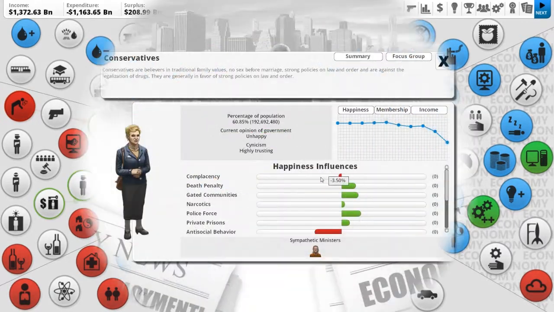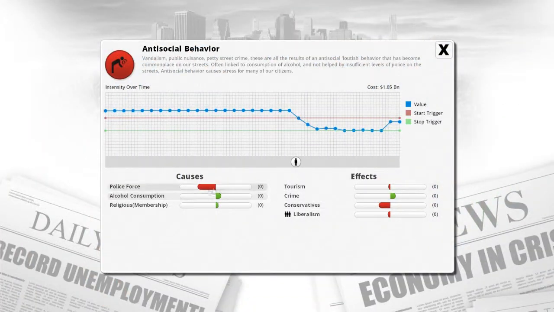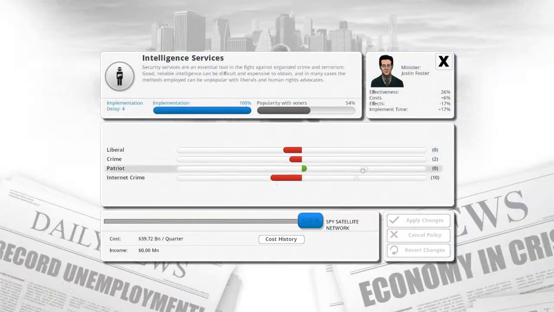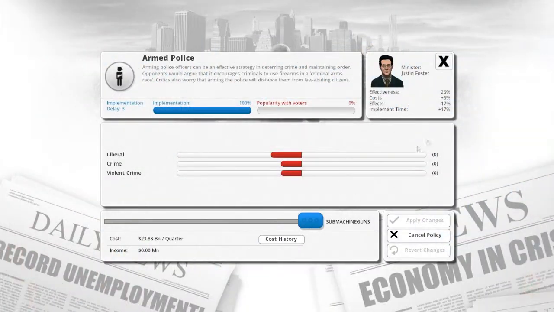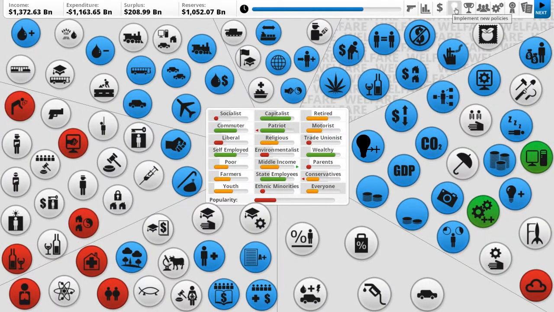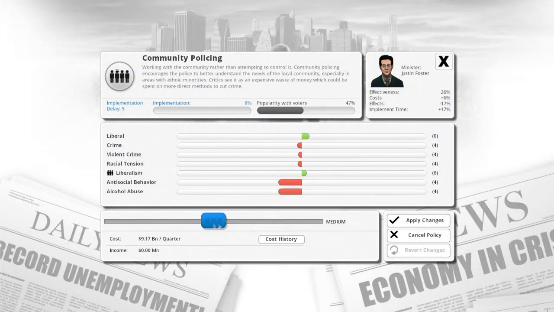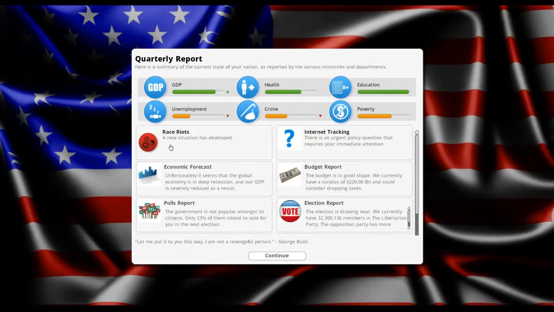Alright. Conservatives hate me. Antisocial behavior. How can I get rid of that? Why? I'm the police. Yeah, police force. Oh yeah, what about community policing? Forgot about that. I'm a big fan of community policing. I think it's very effective. Forgot what its implementation. Now, oh, what? Race riots? Well, unemployment and crime is going up, and GDP is going up. Let me put it this way: I'm not a revengeful person.